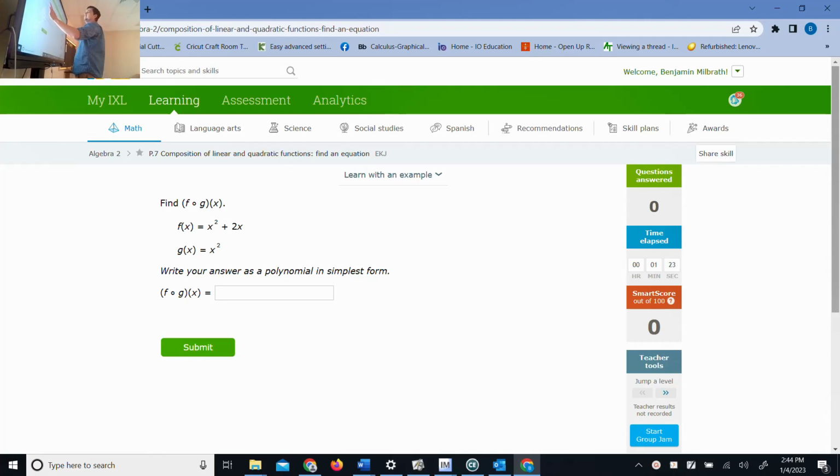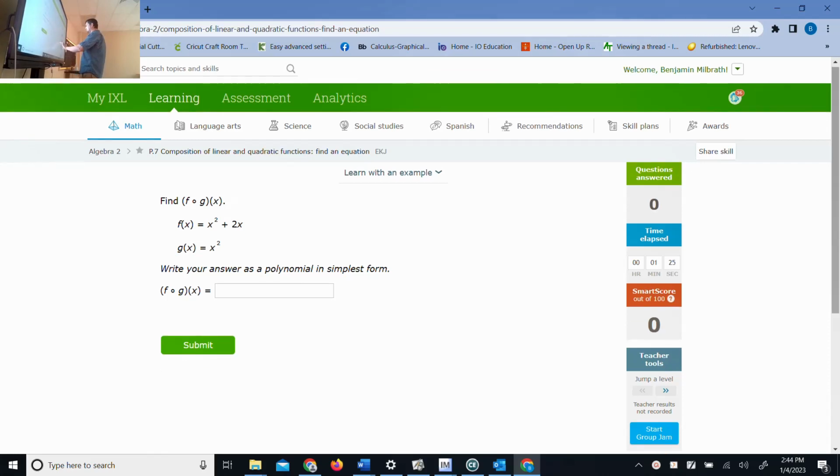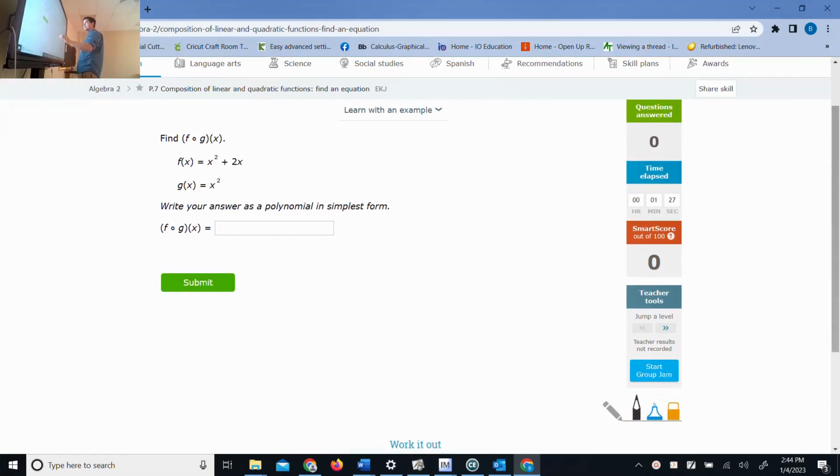So here we have this notation, which I guess I'm just going to have to learn to switch over to. I'm going to fight it till the day I die. This is f composed of g of x. So this is the first lesson you've ever watched on function composition.